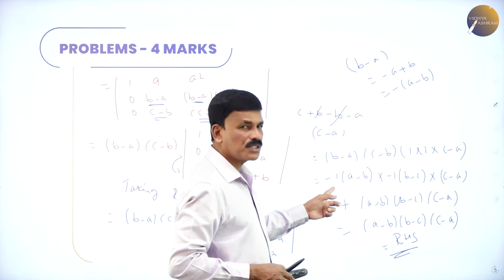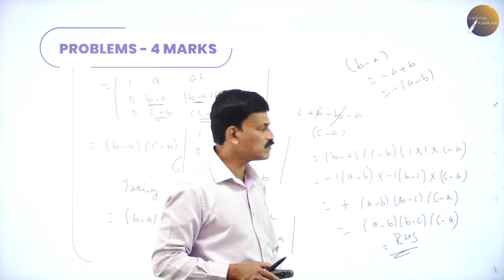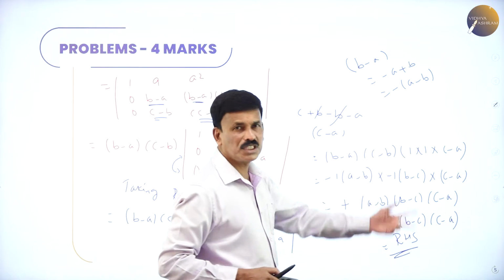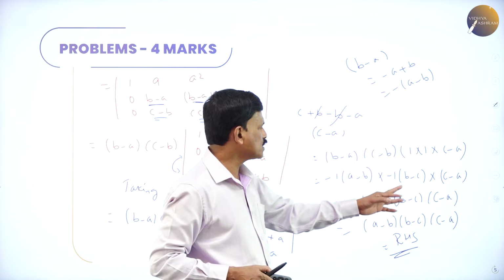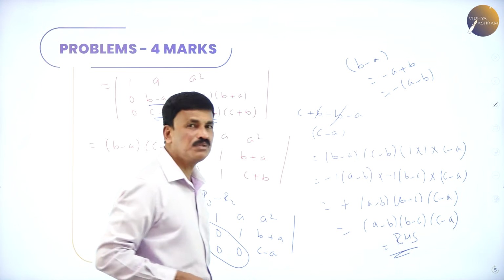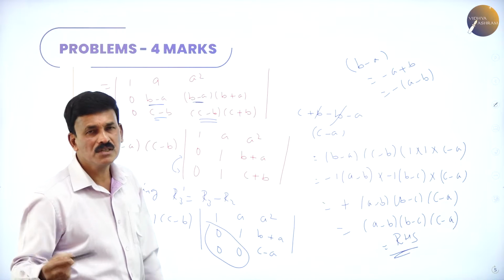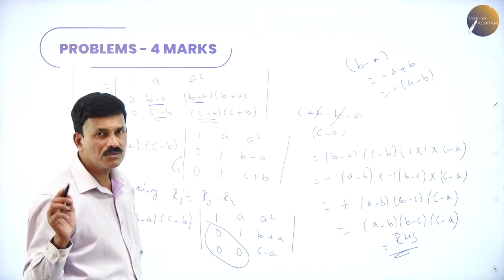B minus a can also be written as minus of (a minus b). C minus b can also be written as minus of (b minus c), into (c minus a) as it is. Minus into minus becomes plus, (a minus b), (b minus c) and (c minus a). Therefore the required answer is (a minus b) into (b minus c) into (c minus a), which is the required answer. That is the RHS. Hope you followed. Very important.